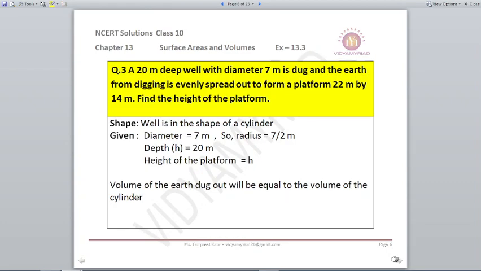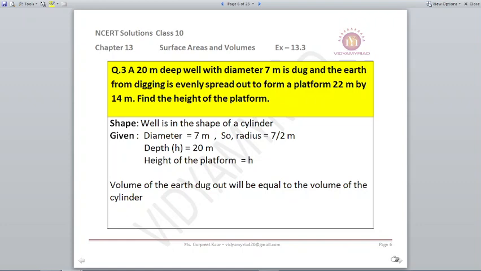Next, a 20-meter deep well with diameter 7 meter is dug, and the earth from digging is evenly spread out to form a platform 22 meters by 14 meters. Find the height of the platform. Now we are given the shape which is a well. It is in a form of a cylinder. So diameter is 7 meters.